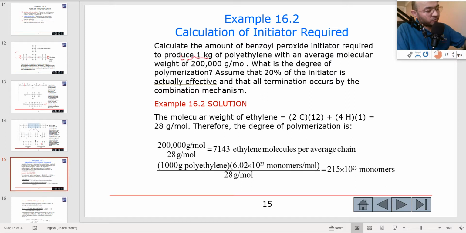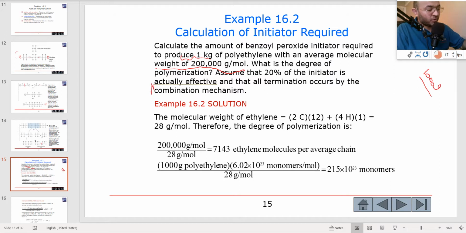of polyethylene. So 1 kilogram meaning that I have 1,000 grams of these things with an average molecular weight of 200,000 grams per mole. Can you believe that? 200,000 grams per mole. We're just talking about like 60, 50. That's all the time we're talking about gram per mole. But this guy's 200,000 gram per mole. Look at how big that chain is. What's the degree of polymerization? Assume 20% of initiator is actually effective for termination to occur.